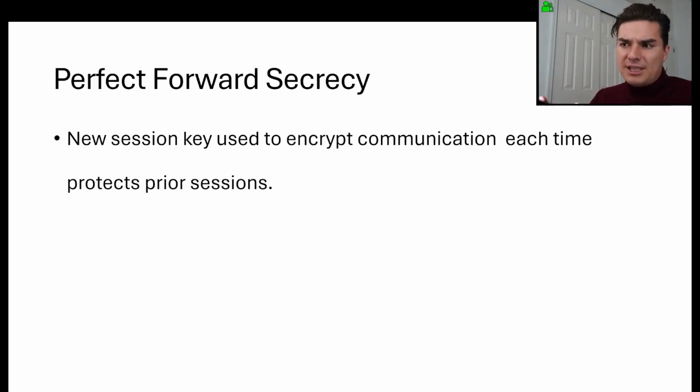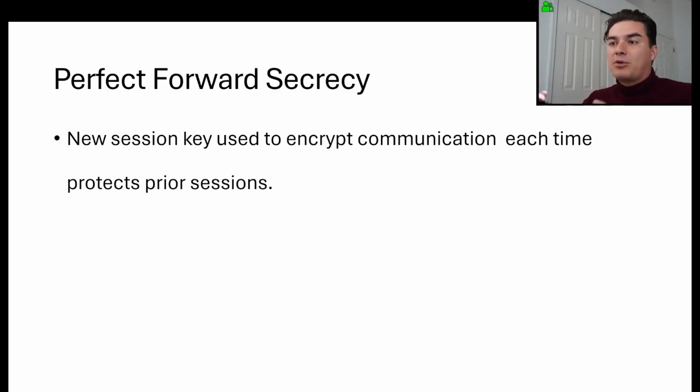Now, perfect forward secrecy means a new session key is used to encrypt the communication each time. And this is very important to know, actually. So let's say we're talking on the phone, and with this session, it's encrypted. Now, if we talk tomorrow, the perfect forward secrecy or the Diffie-Hellman key exchange communicates a new key each time that we talk or communicate for each session.